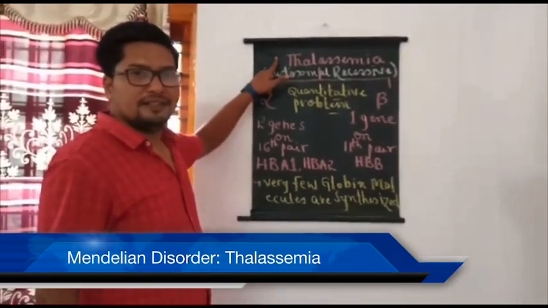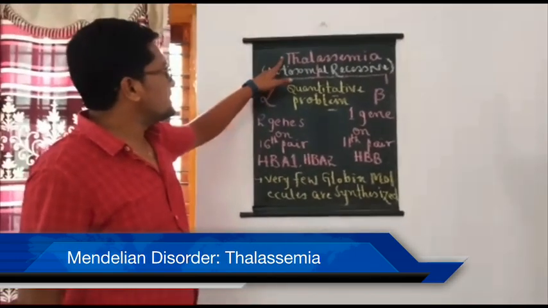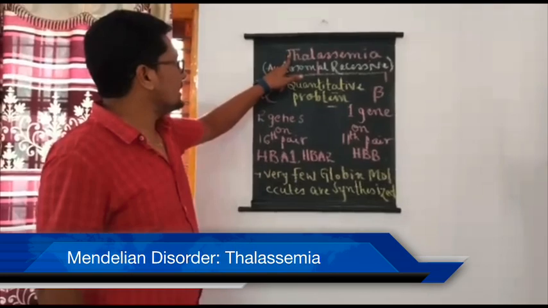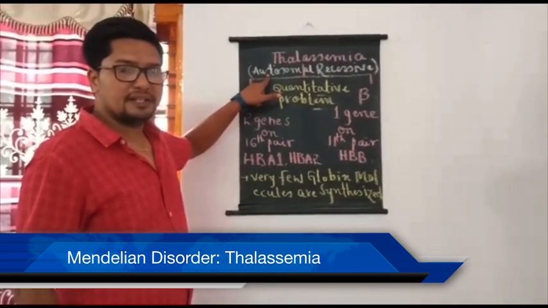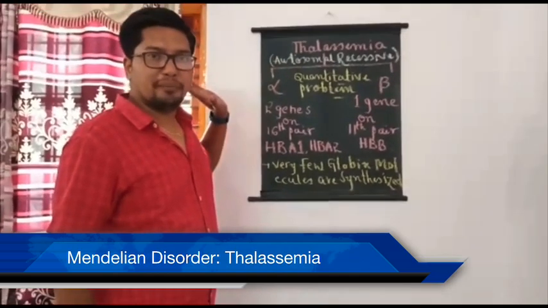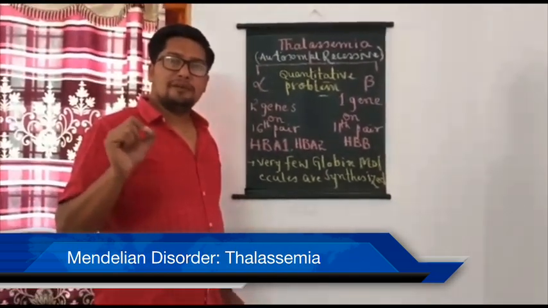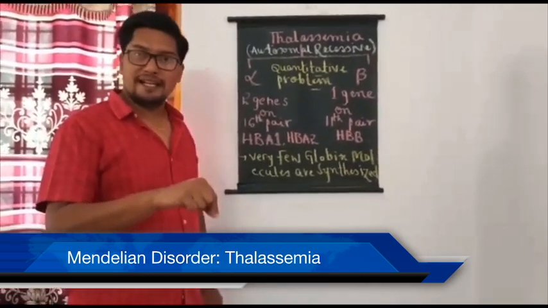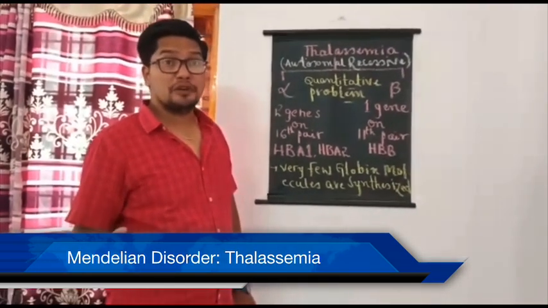Coming up with the last Mendelian disorder given in the syllabus, that is thalassemia. And once again, thalassemia is also an example of an autosomal recessive trait. And students should remember, in thalassemia also the person develops symptoms of anemia. As we have discussed in sickle cell anemia, in the thalassemia trait also the person develops symptoms of anemia.